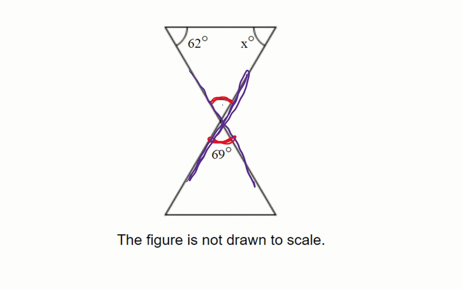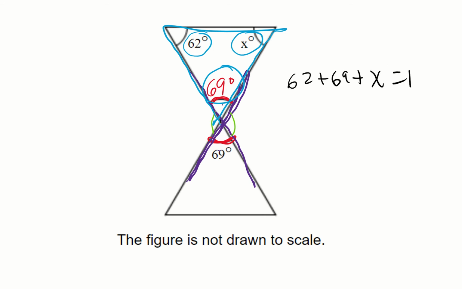So another set of vertical angles would be, for example, these 2, the ones in green. Those are vertical angles, and the ones in red are vertical angles as well. Vertical angles are always equal to each other. So if this is 69, then this is going to be 69 degrees as well. And now, if we look at the triangle right here, this blue triangle, we know the angles have to add up to 180, so we can figure out what x is. So we have 62 plus 69 plus x equals 180.